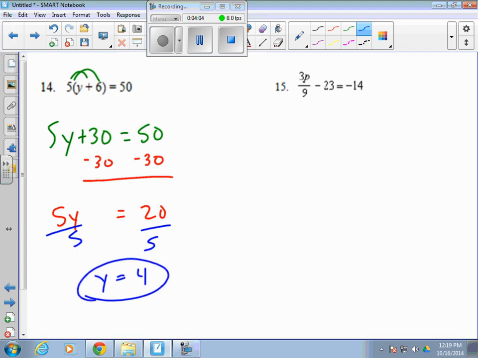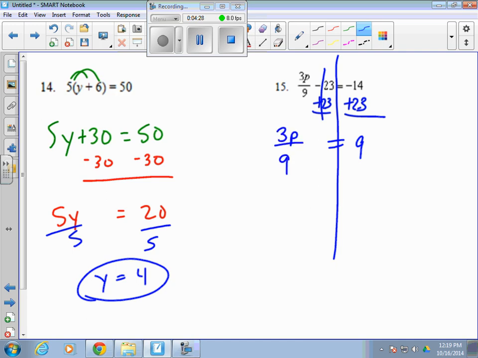3p over 9 minus 23 equals negative 14. Again, you can always draw a line to separate the left from the right. Get rid of minus 23 first by adding it. If you add it to that side, you have to add it to this side. Different signs, subtract them. 23 minus 14 is going to be 9. 23 is a larger absolute value, so it's positive. Keep it positive. So 9 is on that side. This side's gone. We have 3p over 9.